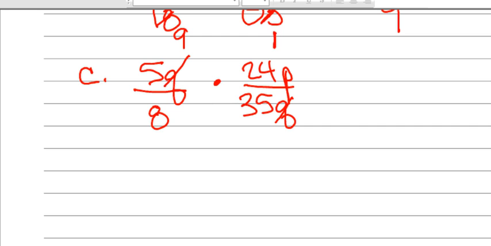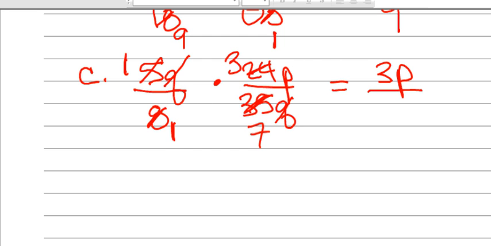I can cancel. 5 goes into 35 7 times, and 8 goes into 8 once, and 8 goes into 24 3 times. That's all I can do, so I'm going to multiply across. I get 1 times 3p, which is 3p, and 1 times 7, which is 7. So my answer is 3p over 7.